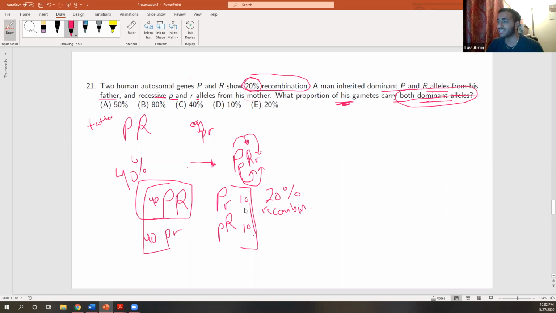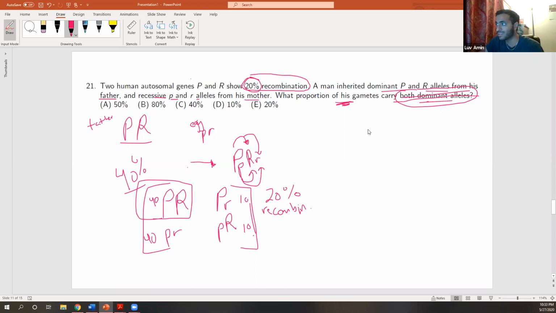Okay, because if they said that there's 20% recombinants and these are the recombinants, that means the 80% have to be split up between these parental genes, right? There's a 50-50 chance. So each parental combination carries a 40% chance. And since we're talking about both dominant alleles, that's only present with big P and big R, which is a parental gene, non-recombinant, so 40%, okay?